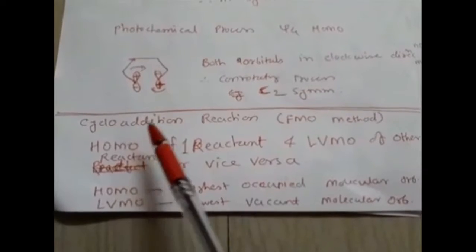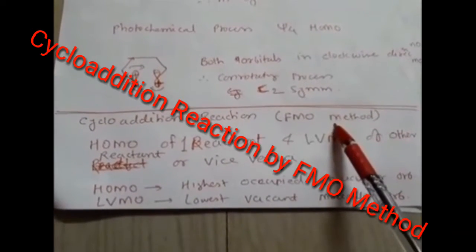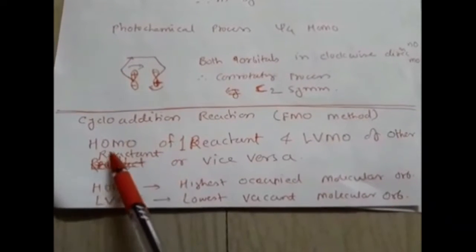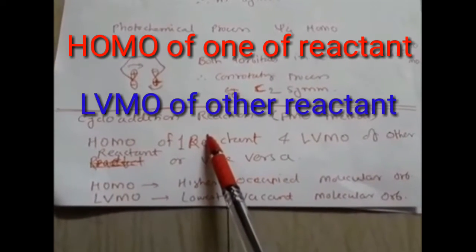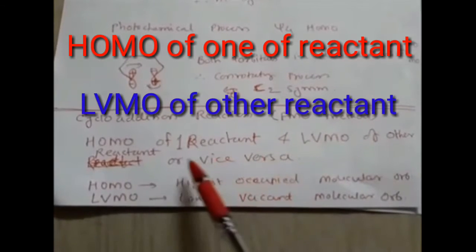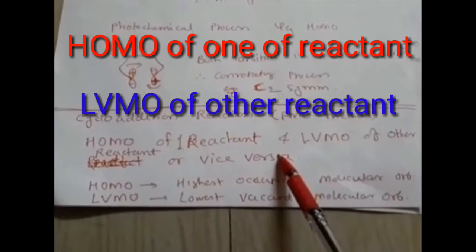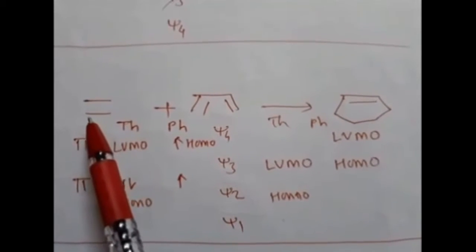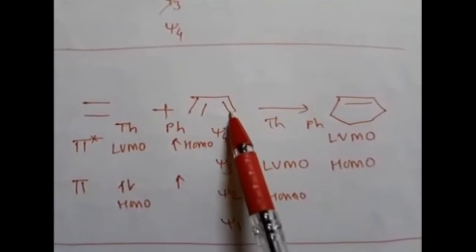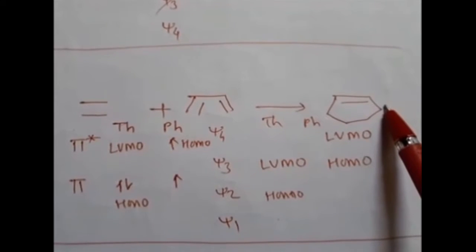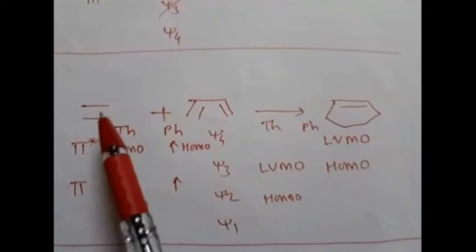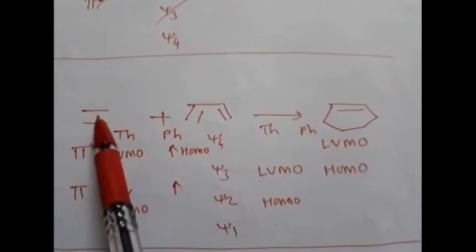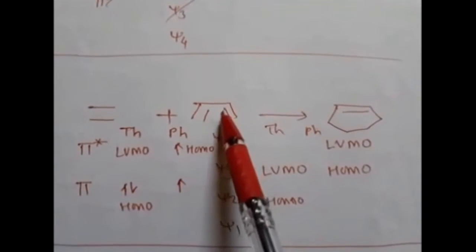Now let us discuss cycloaddition reaction by FMO method. In case of cycloaddition reaction, we have to consider HOMO of one reactant and LUMO of the other reactant, or vice versa. Now let us take a cycloaddition reaction, that is the Diels-Alder reaction, in which ethylene plus butadiene gives cyclohexene. So here this is ethylene, so this bond breaks, and these 2 pi bonds break.